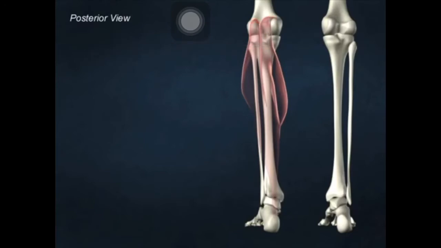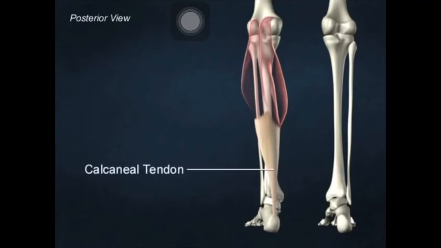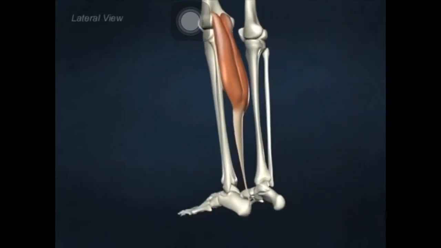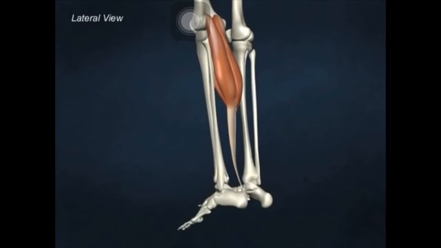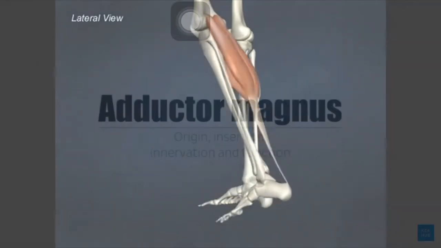As they pass inferiorly, the two heads converge and give rise to the calcaneal tendon, which inserts onto the posterior calcaneus. Gastrocnemius plantar flexes the foot at the ankle and assists in flexion of the leg at the knee.